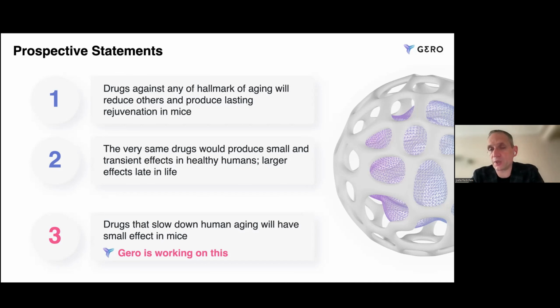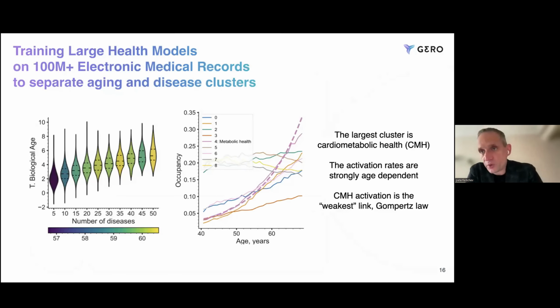And once again, we recently enjoyed a conversation with Brian Kennedy, who is doing clinical trials of alpha-ketoglutarate, and the results there are practically the same as we suspect. And drugs that slow down aging in humans will have small effects in mice. By the way, mice are bad models, but those drugs need to be developed because this is the only way to produce strong interventions. So how do we actually do that?